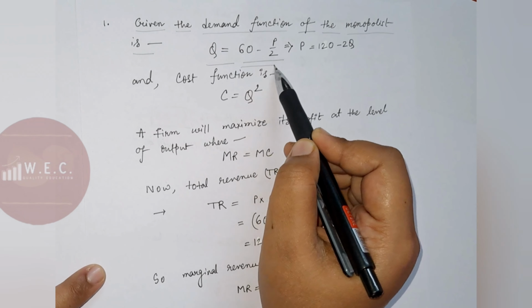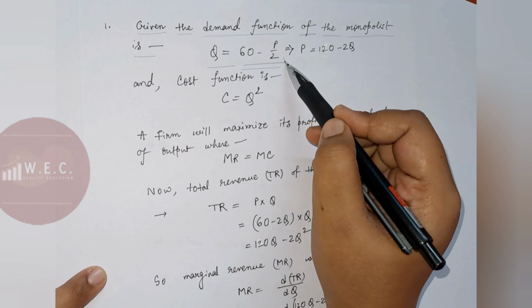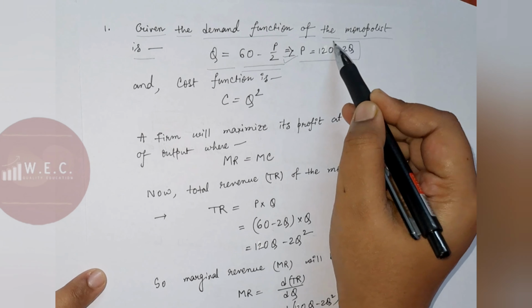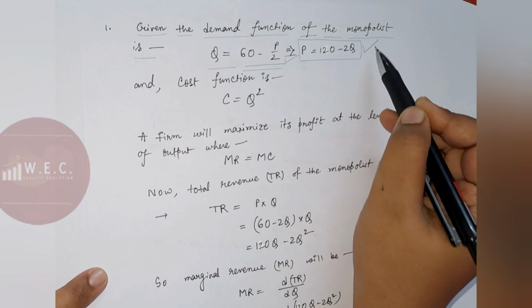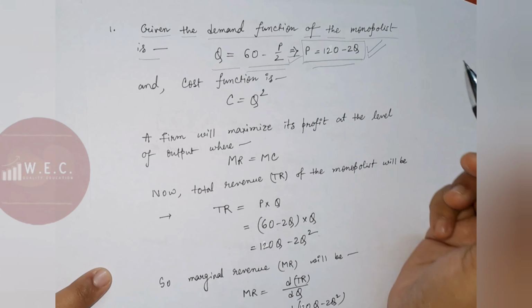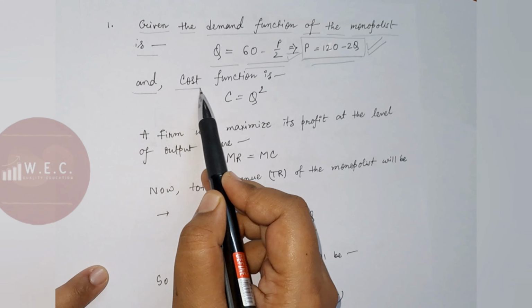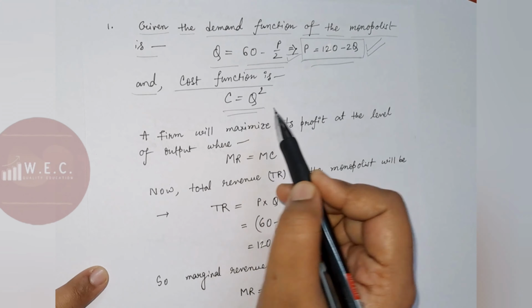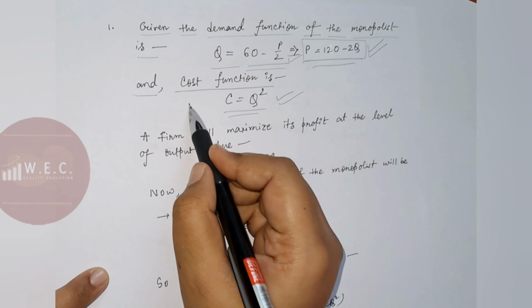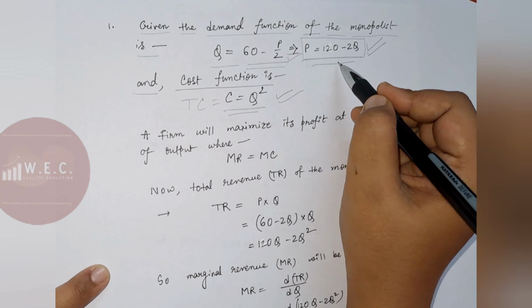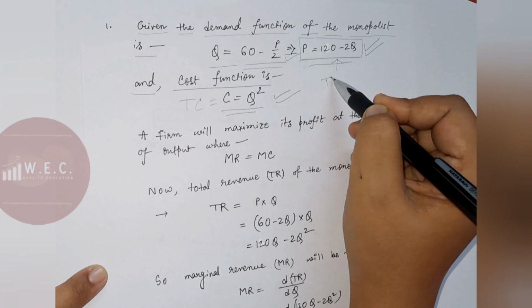So from here we can get P equals to 120 minus 2Q. It is the inverse demand function. Now on the other hand, cost function is given as C equals to Q square. Here C is total cost, TC.